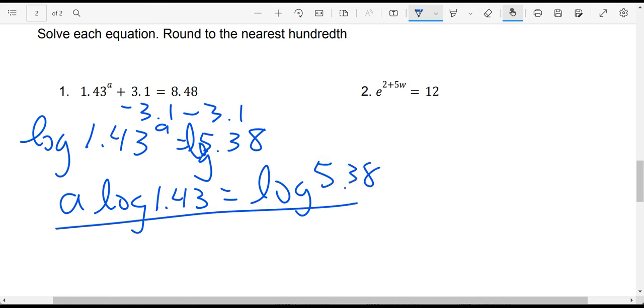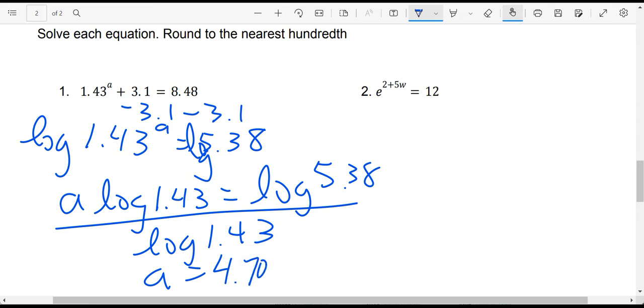And I'm going to divide both sides by log of 1.43. And a is going to be equal to whatever that is in your calculator, which is 4.705. I rounded to the nearest thousandth. That gives us a good understanding of what it is.